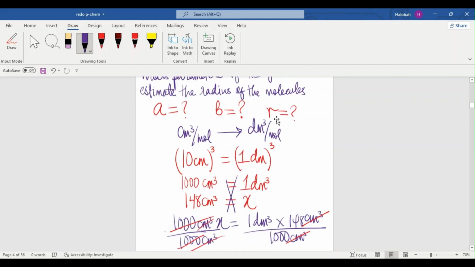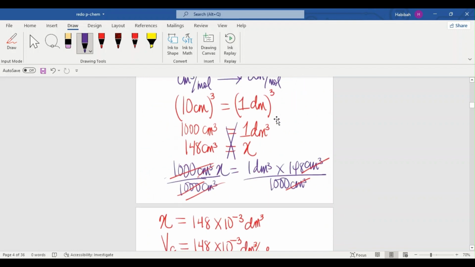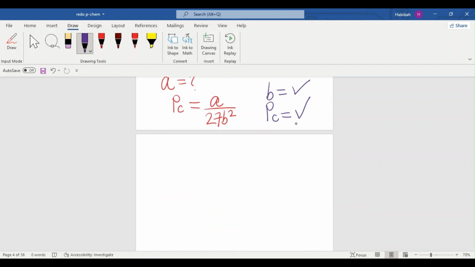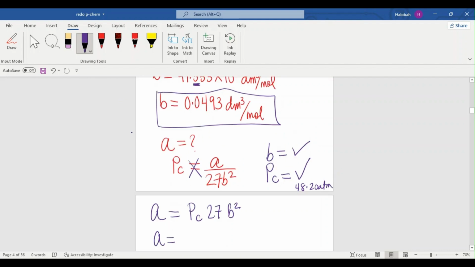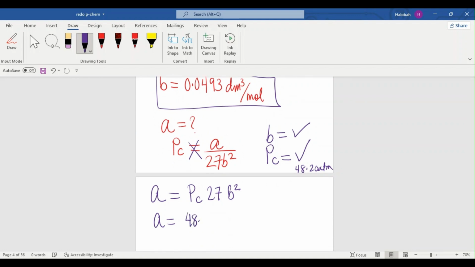The value for PC we were given is 48.20 atmosphere. So of course we just substitute based on what we have. To find A, you can just cross multiply. Honestly, let's just do it directly. So we have A equals PC times 27B squared. PC is 48.20 atmosphere. So we have 48.20 atmospheres times 27 times B squared.